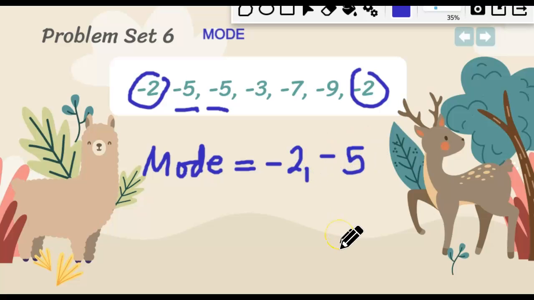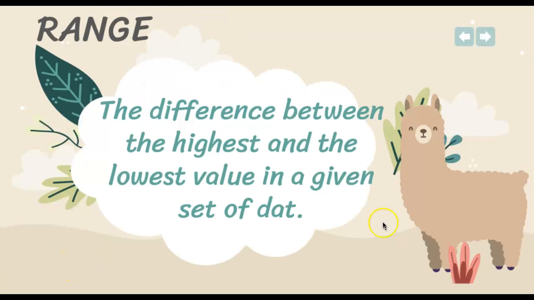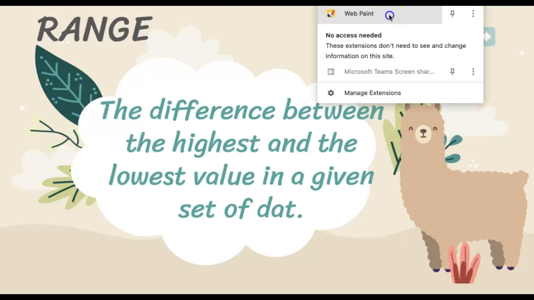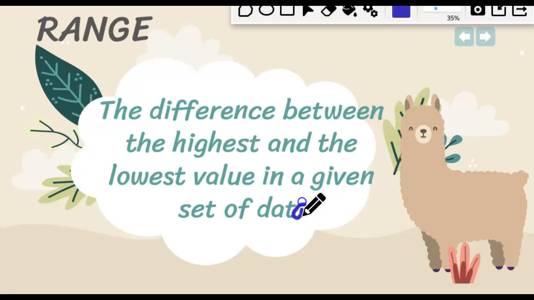Again, you could have more than one mode. Okay? And if there's no mode, you just have to say no mode. You cannot say 0 for no mode. On the other hand, we have the last one, the range. The range is the difference between the highest and the lowest value in a given set of data. Oh, come on, wrong spelling. In a set of data.